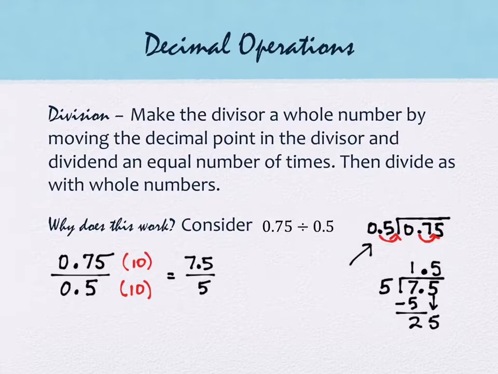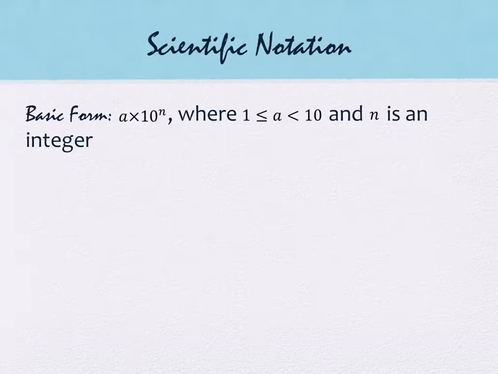All right, so we're going to shift gears just a little bit in this section, and we're going to talk a little bit about scientific notation. Scientific notation is very useful in certain contexts. So first of all, the notation for it is that it's a times 10 to the n.